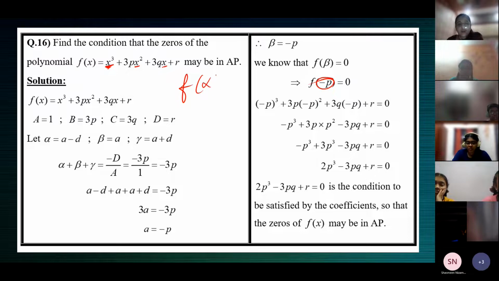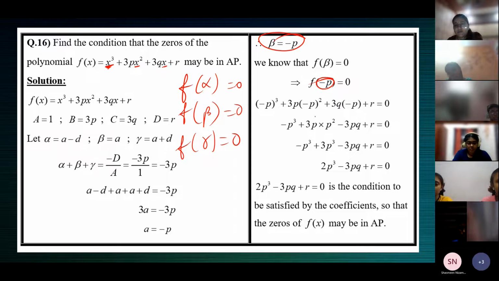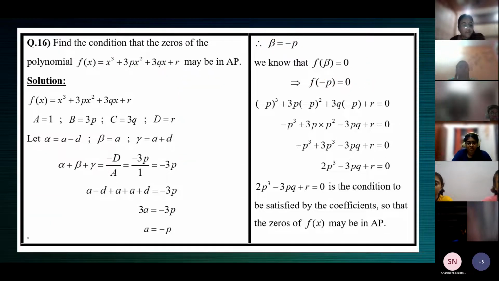So I was telling you that since alpha, beta, and gamma are the zeros, f of alpha, f of beta, f of gamma will all be 0. Here beta is minus p. We got beta as minus p, so f of beta is equal to 0. That means f of minus p is equal to 0. So how do we work out f of minus p? In the polynomial, wherever there is x, use minus p.